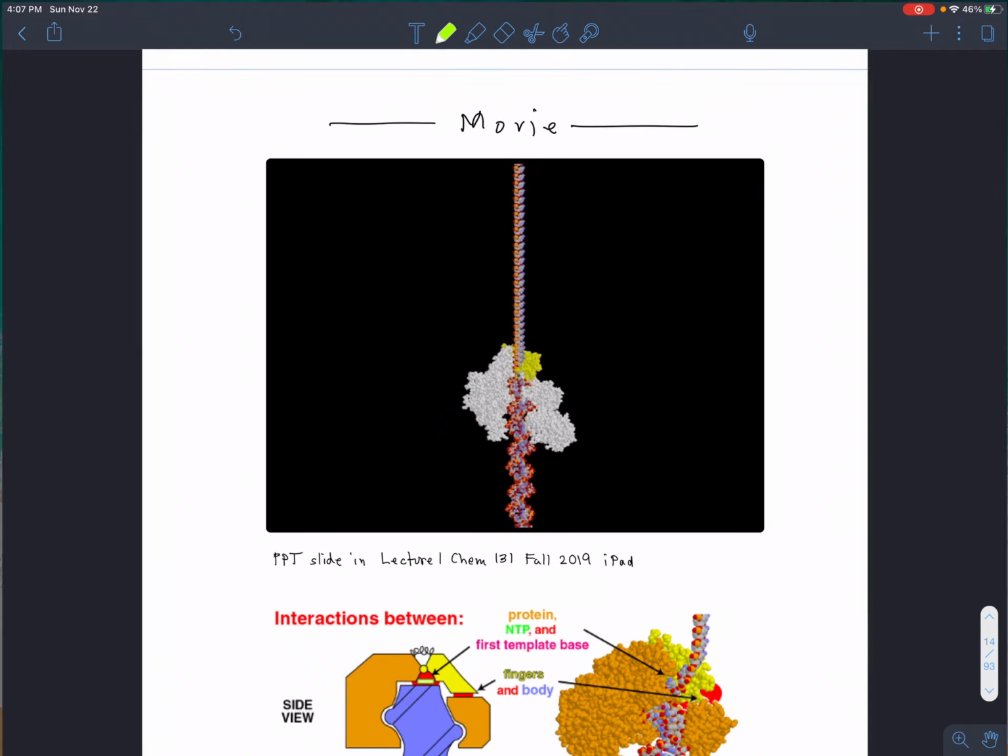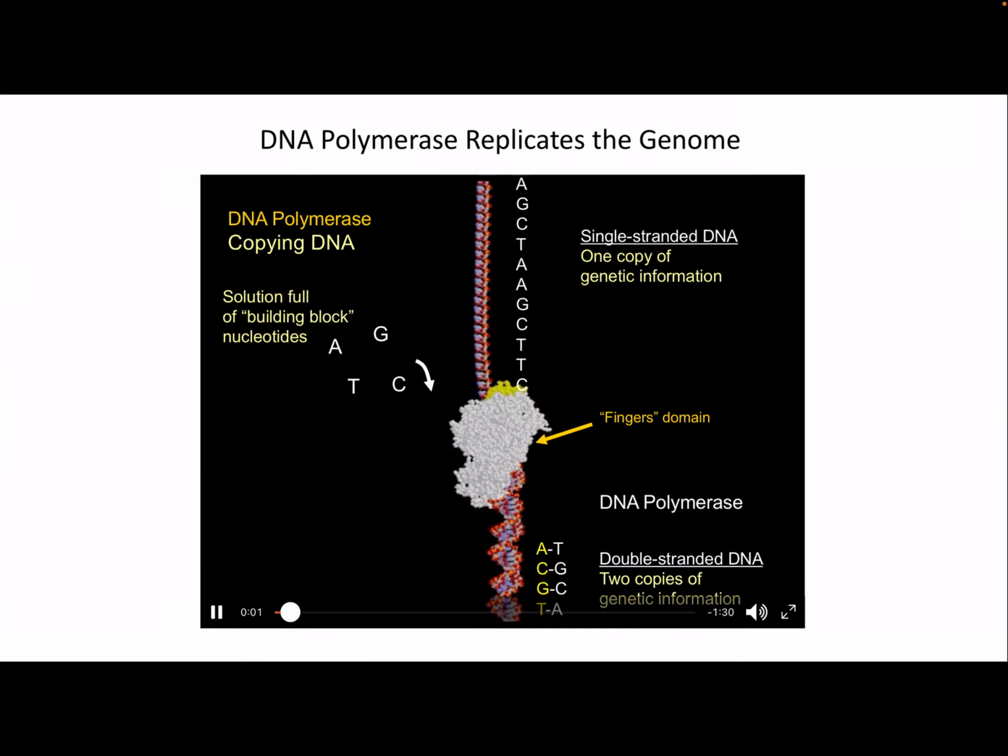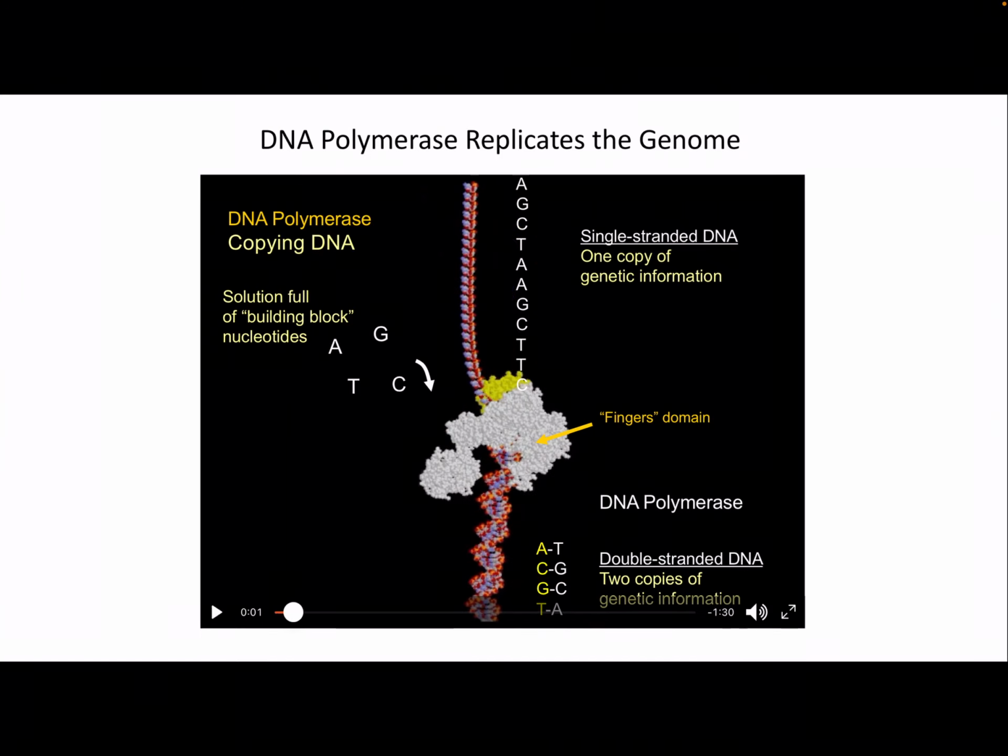This program doesn't play movies, so we're going to switch to PowerPoint here. Here's the movie. Oh, let me stop it for a second. Notice, here's the genetic letters of the template strand. So this is the template strand. That's the thing that's getting copied. New nucleotides are coming in, but this movie doesn't show those nucleotides. That's the fuel and also the building material for the new strand.